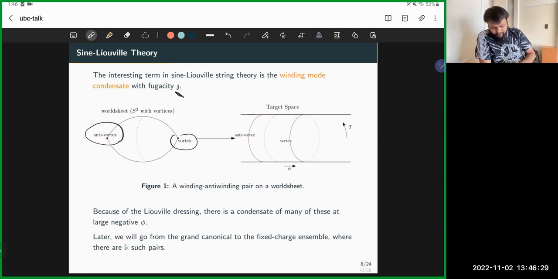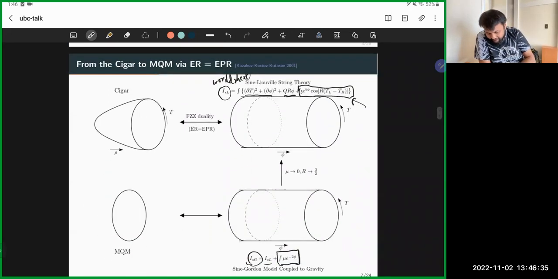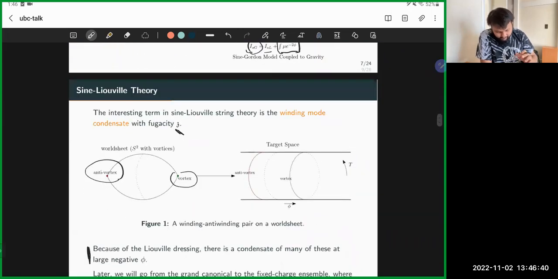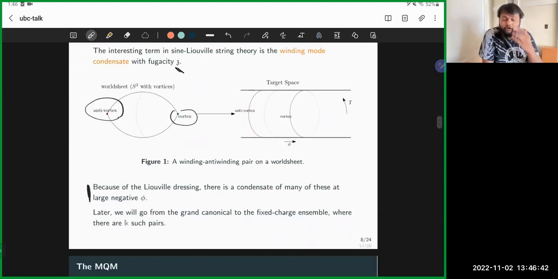Basically in sine-Liouville, because of the dressing factor here, there is a condensate of a lot of these at large negative phi. And later we will go from the grand canonical ensemble, where there's a fugacity, to a fixed charge ensemble where there will be k such pairs. Just remember this fancy math BBK, which will turn up again and again.